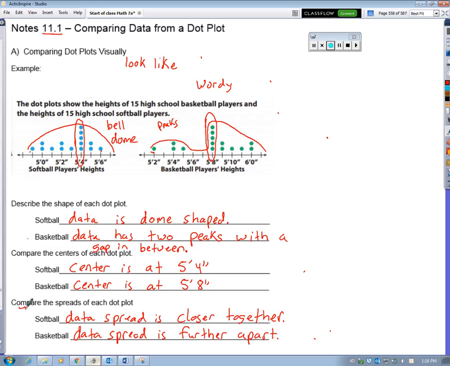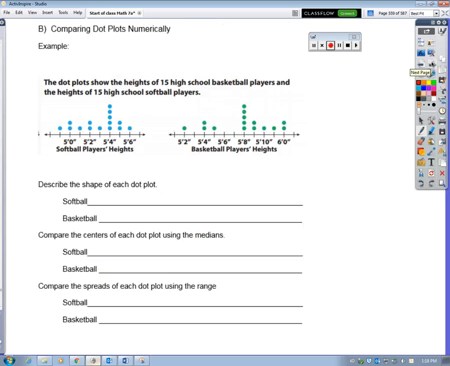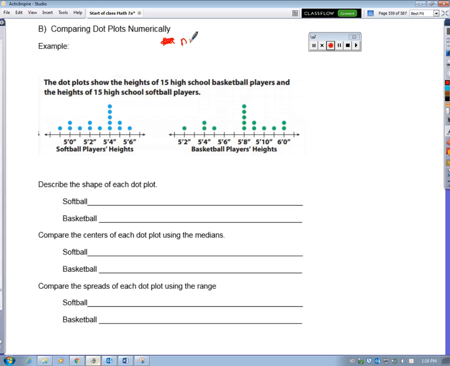Okay, so those are just 3 sample questions of how you can compare these two dot plots to describe what's going on. Now let's take a look at comparing these same dot plots, but we're going to do it using some numbers more than just descriptions. Numerically means we're going to use more numbers.